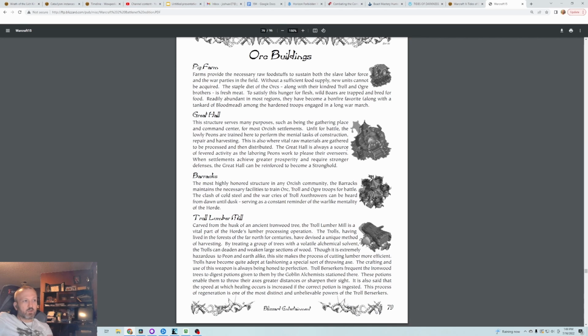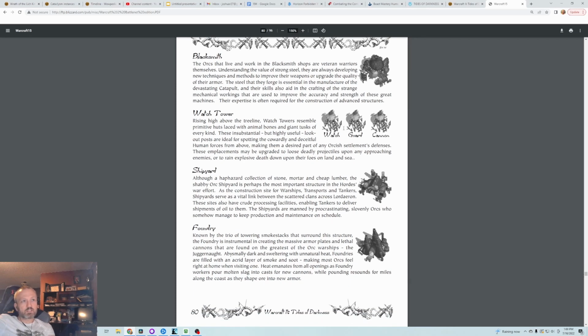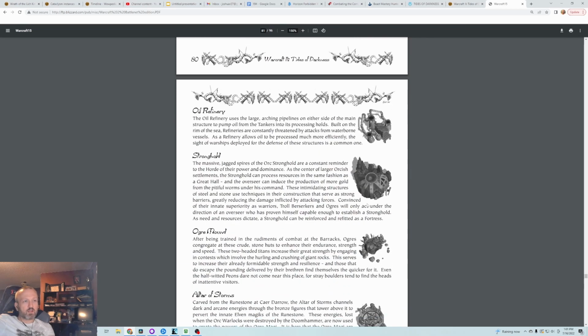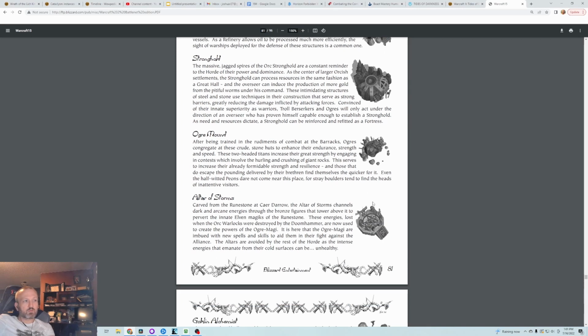Love it. Their Great Hall. Barracks, they have troll lumber mills instead of lumber mills. Same as blacksmith, they get their watchtowers from before. I like how you're starting to get more iconic orcish architecture. They have shipyards, foundries, oil refineries. They upgrade to strongholds, ogre mounds instead of stables.